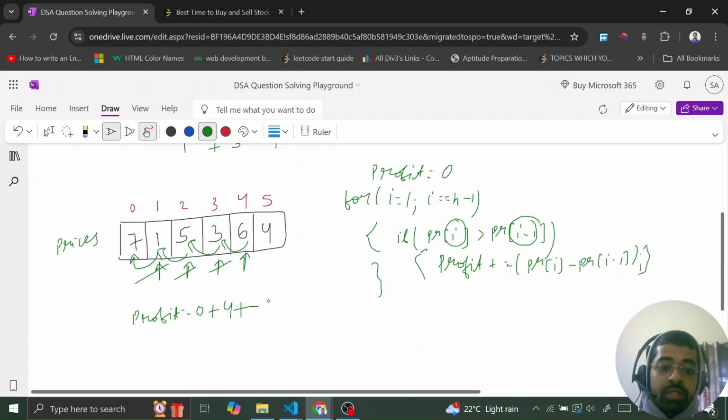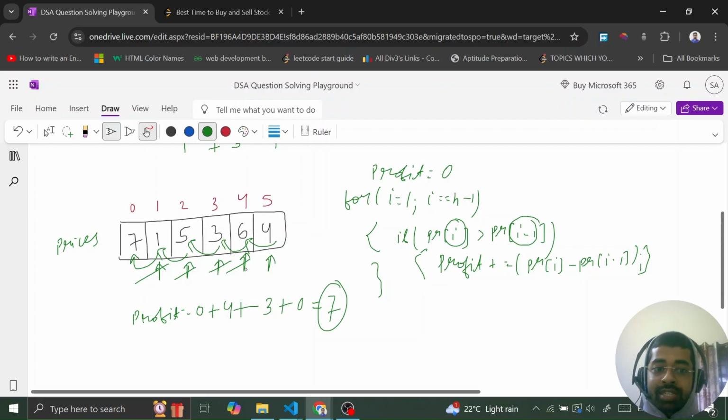And how much profit are we making? 6 minus 3, which is 3. Plus. Now I comes here. Are we making a profit? 4 is lesser than 6. We are not making a profit. So the final answer will be 7. The maximum profit which you can make is 7.